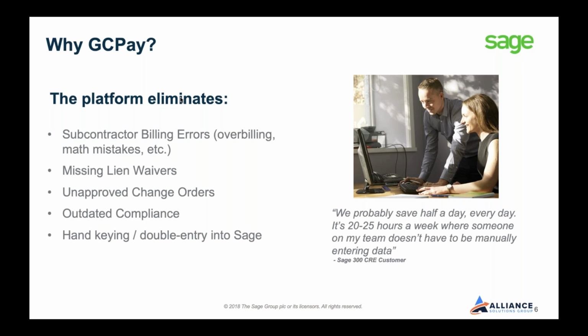For unapproved change orders, right now, if you're looking at your process, subs will sometimes bill for unapproved change orders, and then it's on your team to manually catch those. And then what if something slips through the cracks and you don't catch it until you're putting it back into Sage, or if you're tracking change orders in Excel or anything like that.